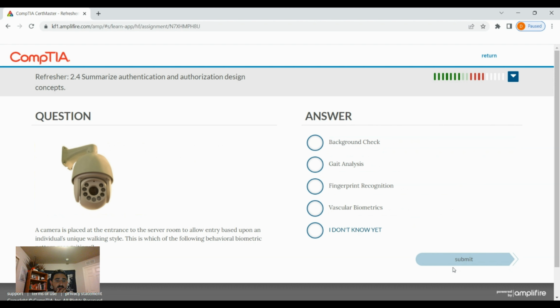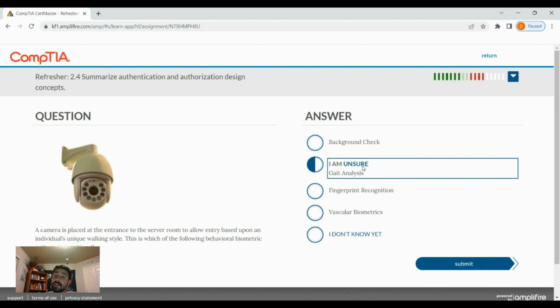Okay. The camera is placed at the entrance to the server room to allow entry based upon an individual's unique walking style. Which of the following behavioral biometric pattern recognitions is this? Well, this is gait analysis.